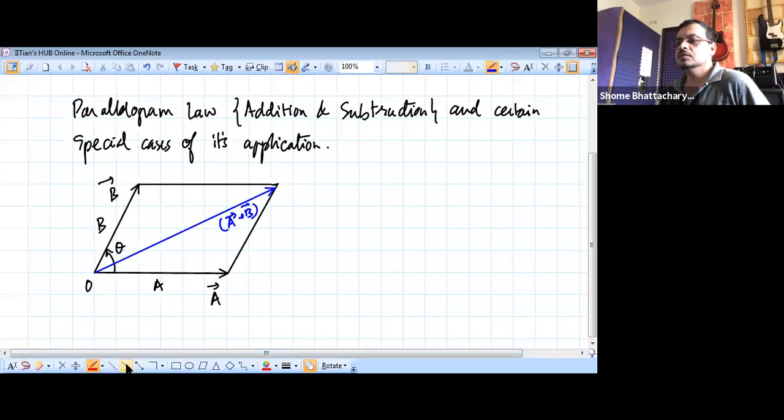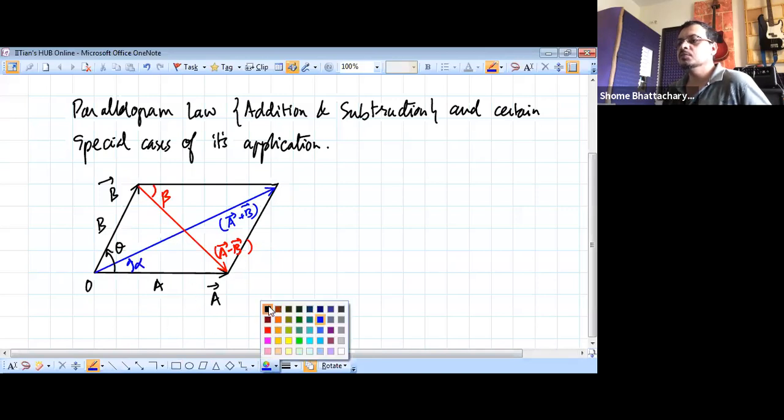The other diagonal here becomes the difference. If the difference vector is the secondary diagonal pointing from head of B to head of A, then it represents A minus B. Whereas if it is pointing the other way, from A's head to B's head, then it becomes B minus A. So these are the standard statements. And of course, this angle we generally denote by beta, and this angle we generally denote by alpha.